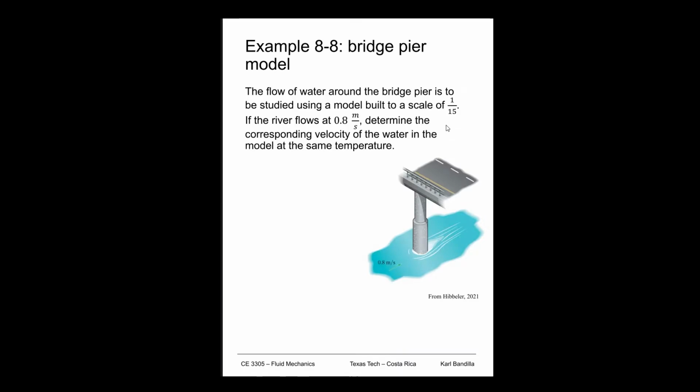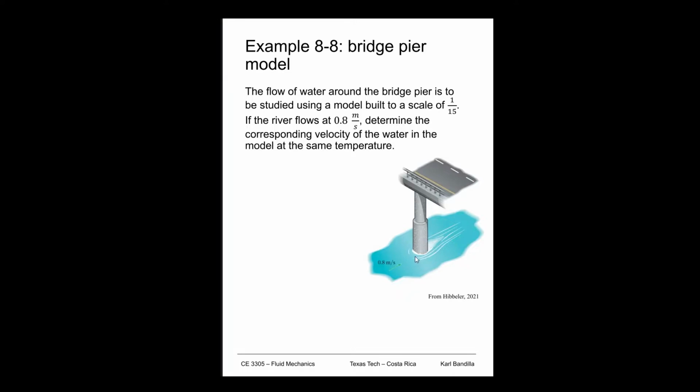This is example 8-8, a bridge pier model. So we can see we have this pier here that's holding up a bridge, and we're interested in the flow around this bridge pier. And we're supposed to build a model with a 1/15th scale. That's anything that's 15 meters in my bridge is going to be 1 meter in my model. We know the river is going to be flowing with 0.8 meters per second, and we're supposed to find out what the flow velocity in the model should be to get the same flow behavior.